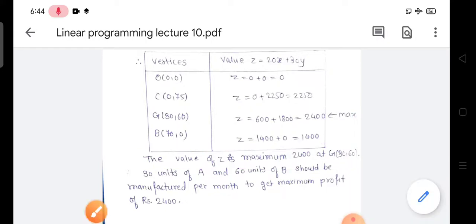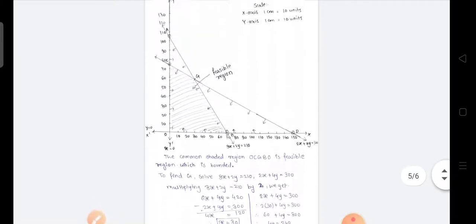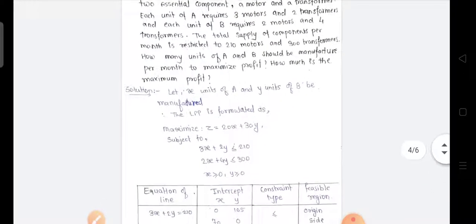Understood here? So here we finish the linear programming problem chapter.